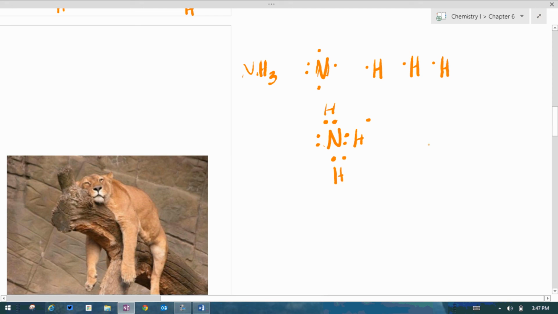Okay, and then I'm going to redraw it. So I've got nitrogen in the middle with the 2 dots, dash hydrogen, dash hydrogen, and dash hydrogen. And that is our answer. That is NH3. That's the Lewis structure of NH3.